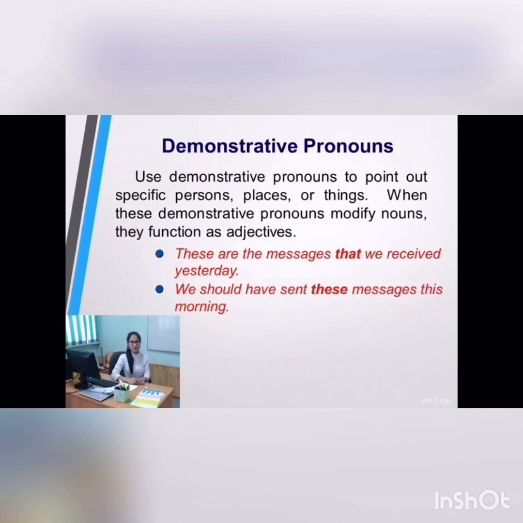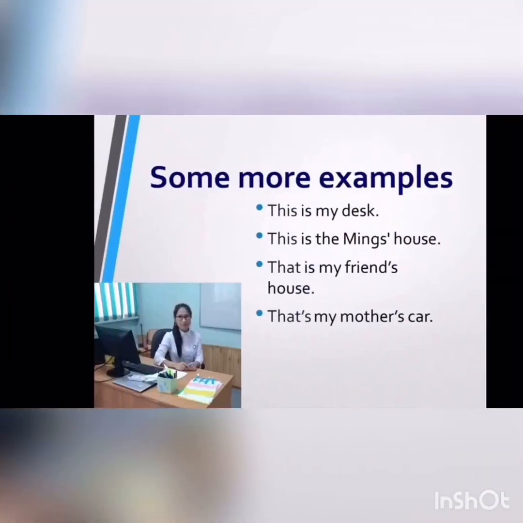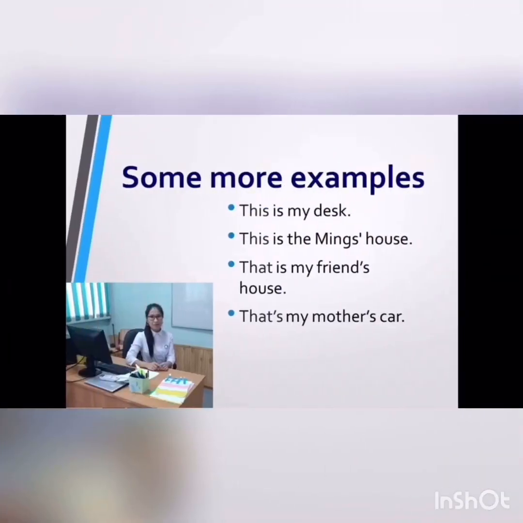These are the messages that we received yesterday. We should have sent this message this morning. Some more examples. This is my desk.